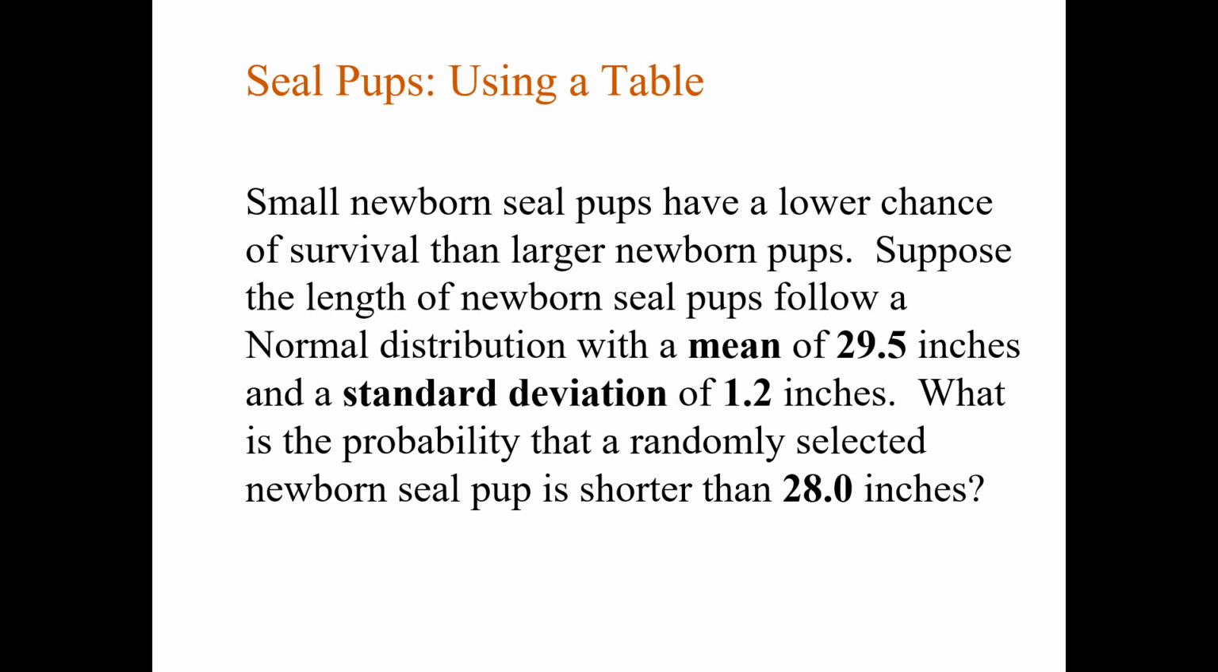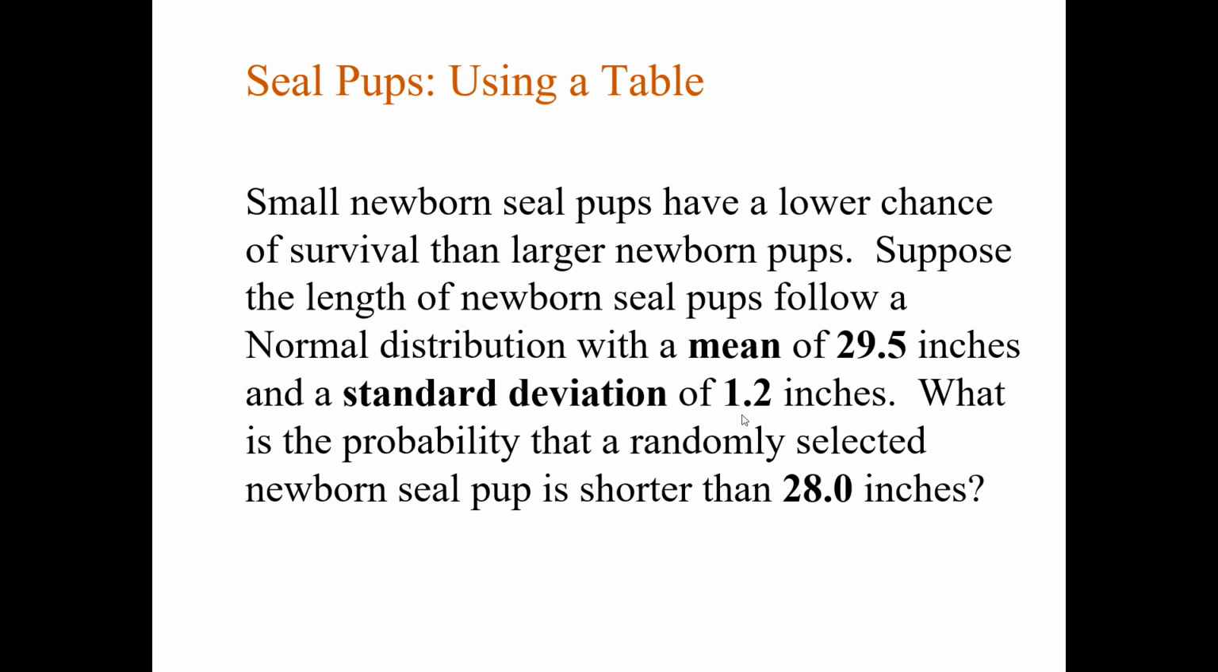Hello again, this is video 4 of chapter 6, video 2 of section 6.2, and we'll start off with an example with seal pups. Small newborn seal pups have a lower chance of survival than the larger ones. Suppose the length of newborn seal pups follows a normal distribution with a mean of 29.5 inches and a standard deviation of 1.2 inches. What is the probability that a randomly selected newborn seal pup is shorter than 28 inches?